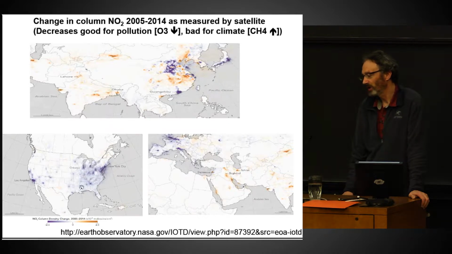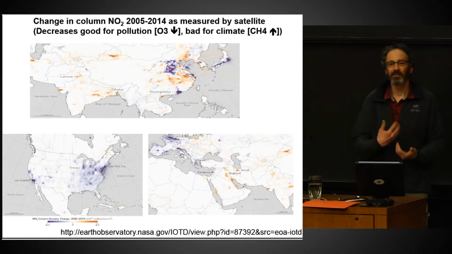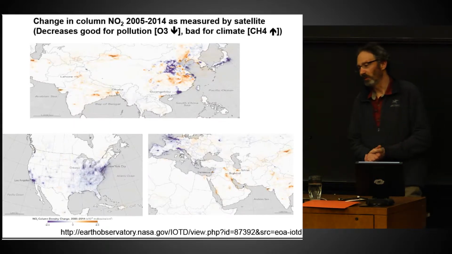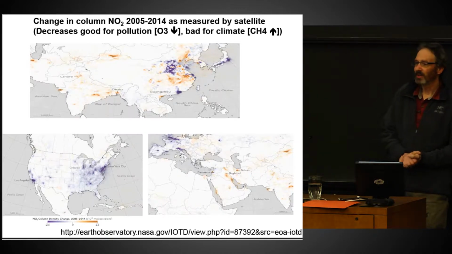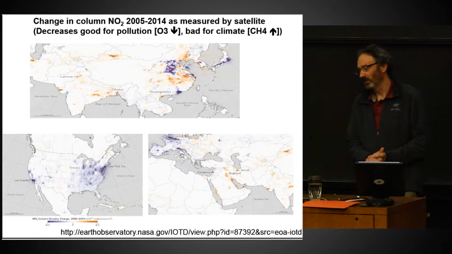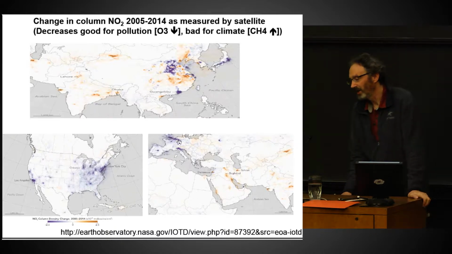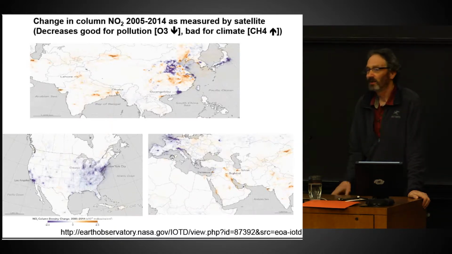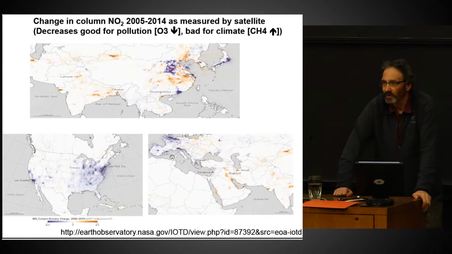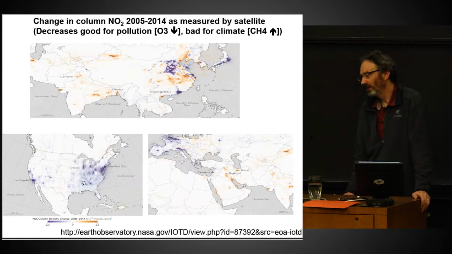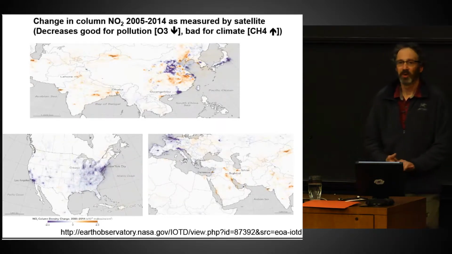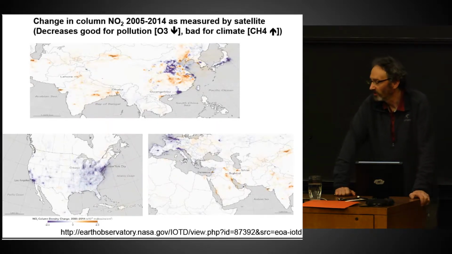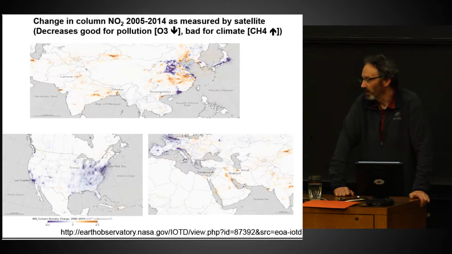The blue colors here mean that there's less emissions of this species over the US and over Europe, and this is due to air pollution regulations. This species has been highly regulated in the US and in Europe for ozone air pollution. So what this means is that ozone over the US has dramatically decreased. It's also decreased over much of Europe due to these environmental air quality regulations.